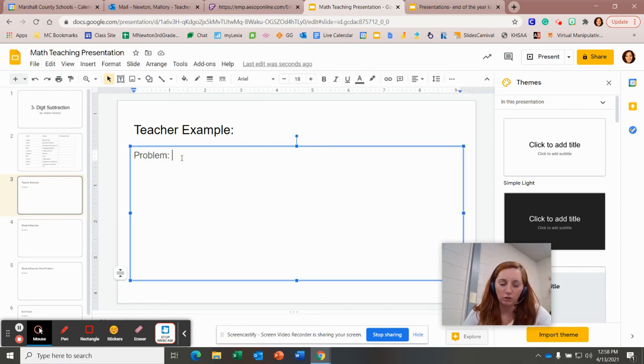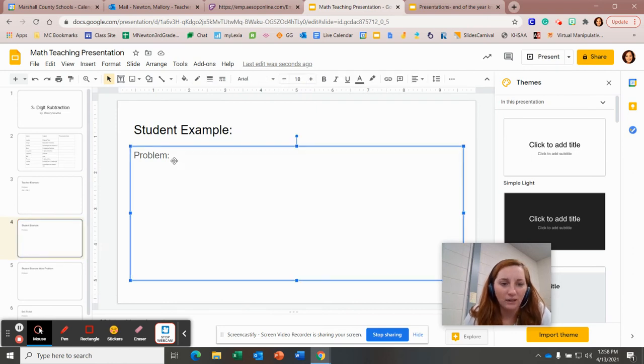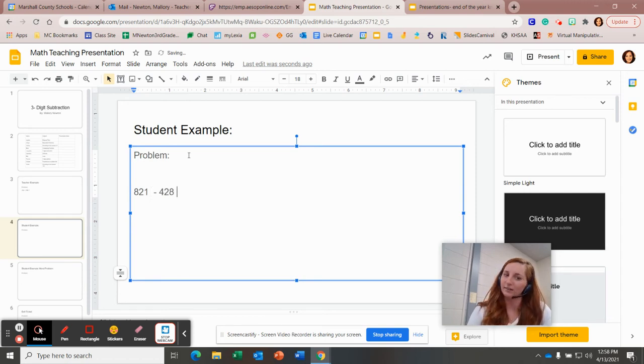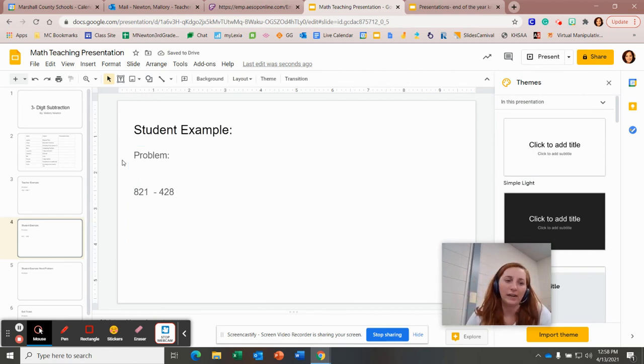Say you were doing 3-digit subtraction. Well, then you would do 453 minus 299. And then you would show them how to do 453 minus 299. Then you have a student example where you ask them to do it and then you check their boards. So you'll say, all right, here's your problem next. Show me that you know how to do 821 minus 428. And they'll work it out and then you'll check their board to make sure that it's correct.